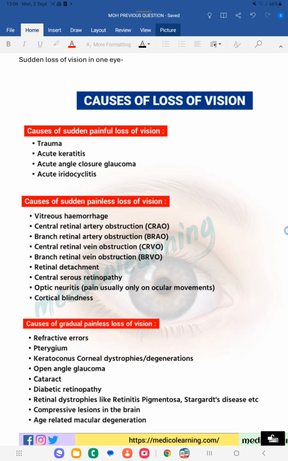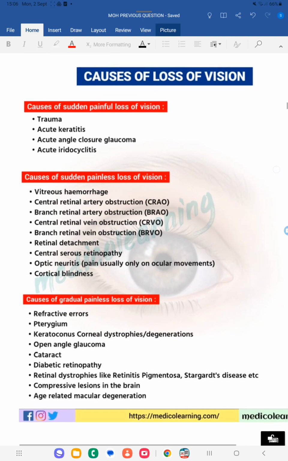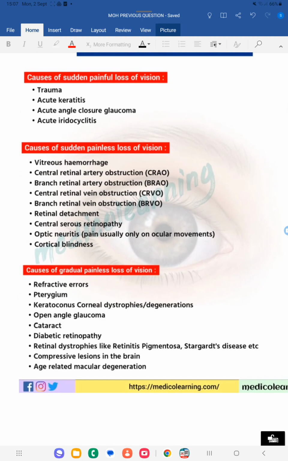Then, sudden loss of vision in one eye. They have asked a question, and I have not got the options, so I have just prepared a slide. What are the reasons for sudden loss of vision? Painful loss of vision is there, and painless loss of vision is also there. Painful loss of vision happens because of trauma, acute keratitis, acute angle closure glaucoma, and acute iridocyclitis. These are the reasons for sudden painful loss of vision.